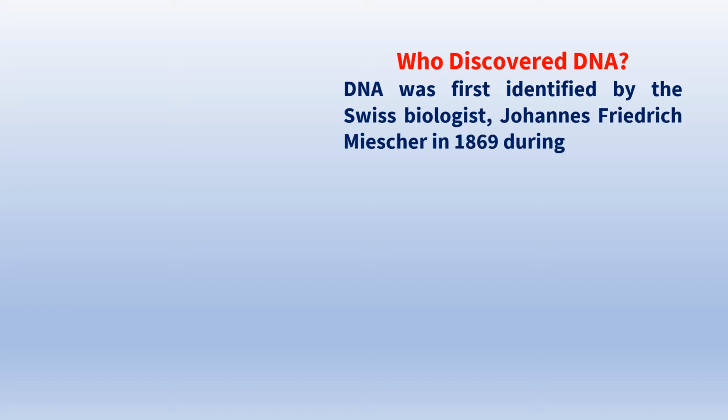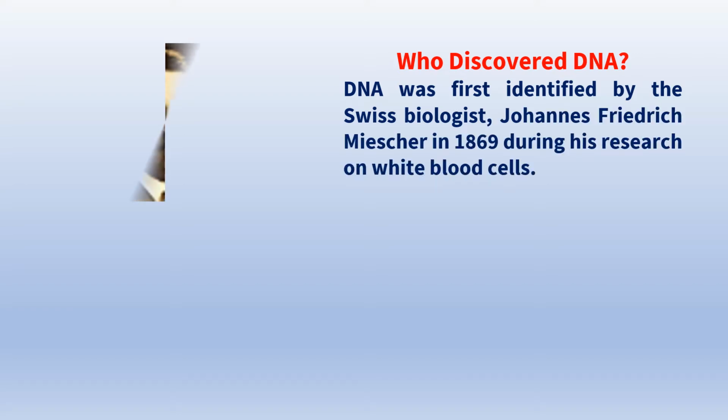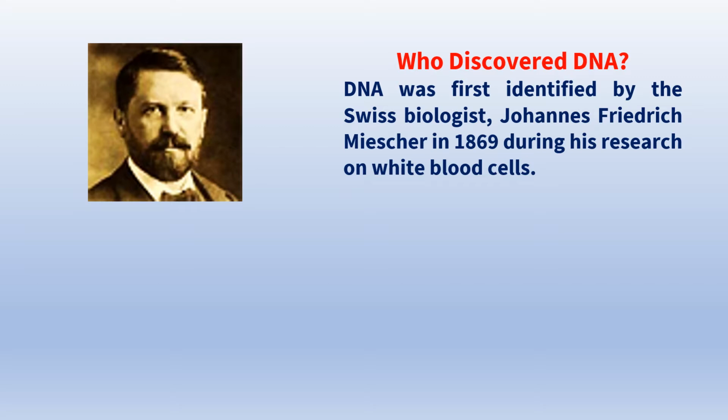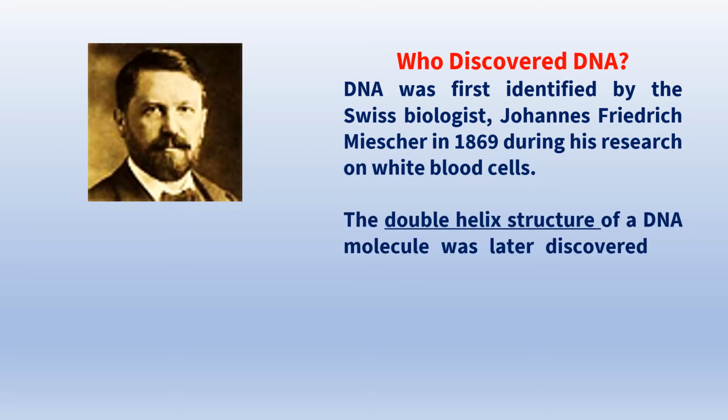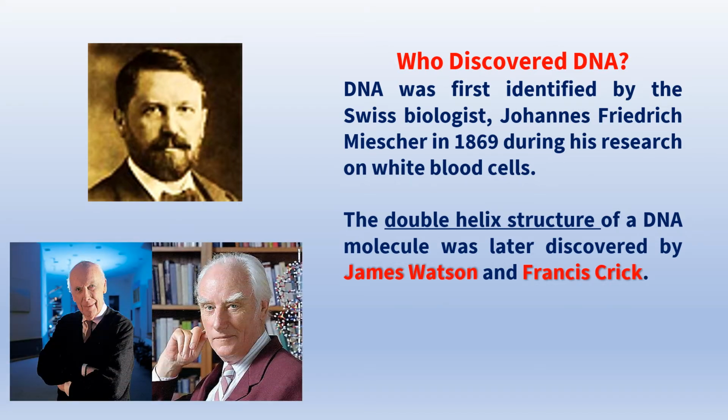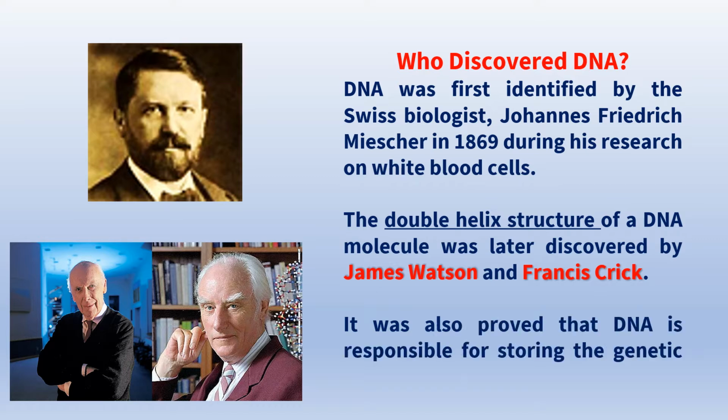Who discovered DNA? DNA was discovered by the Swiss biologist Miescher in 1869 when he was doing research on white blood cells. The double helix structure of DNA was later discovered by James Watson and Francis Crick. And it was also proved that DNA is responsible for storing genetic information in living organisms.